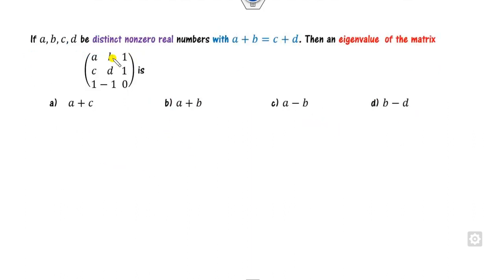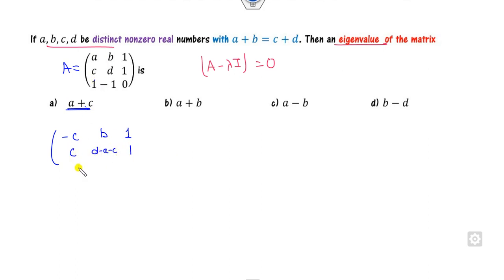Okay, so A, B, C are distinct, then which of the following is the eigenvalue? Very simple again. What is the property of the eigenvalue? We all know the determinant of A minus lambda I will be 0. So if I say A plus C is one of the answers, then what is that? A minus lambda will be 0. So it will be minus C, B, 1. C, D minus A, C, 1, 1 minus 1, A of this. Can the determinant of this be 0? It can never be 0.